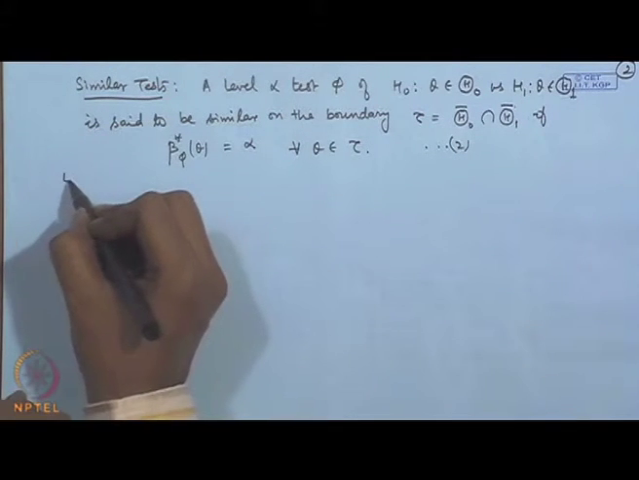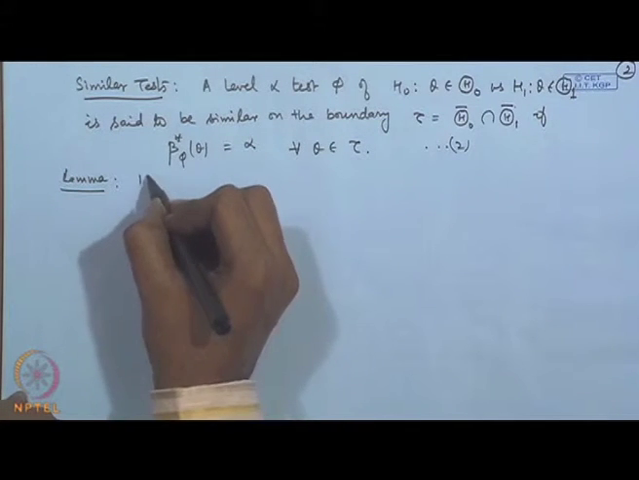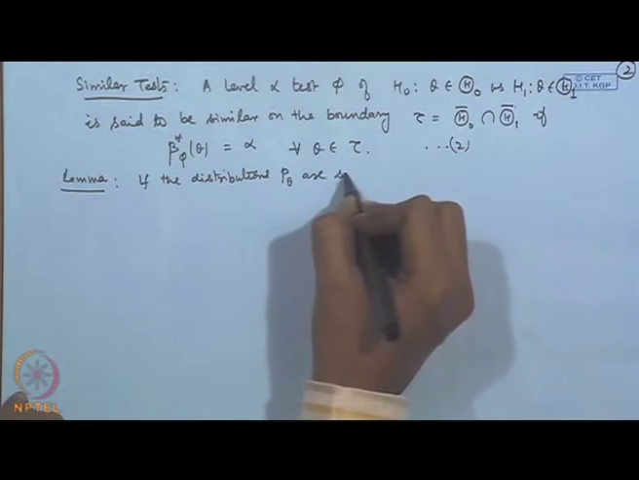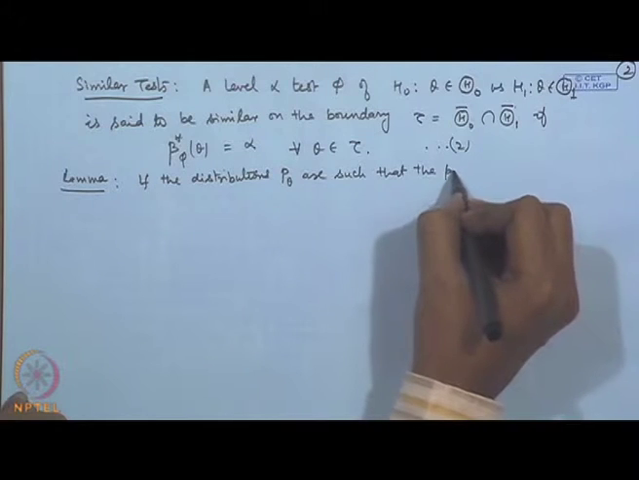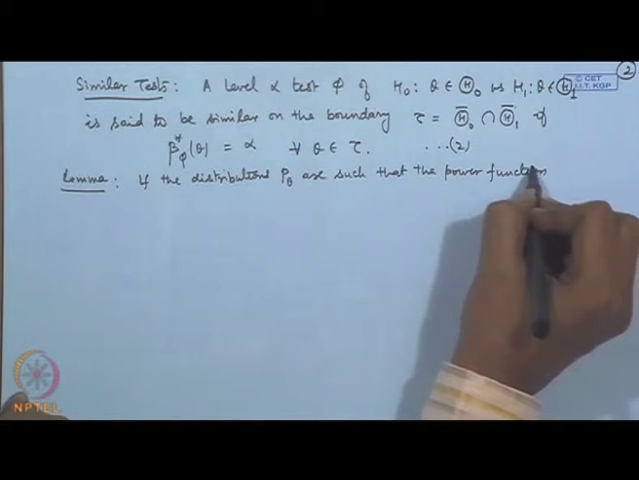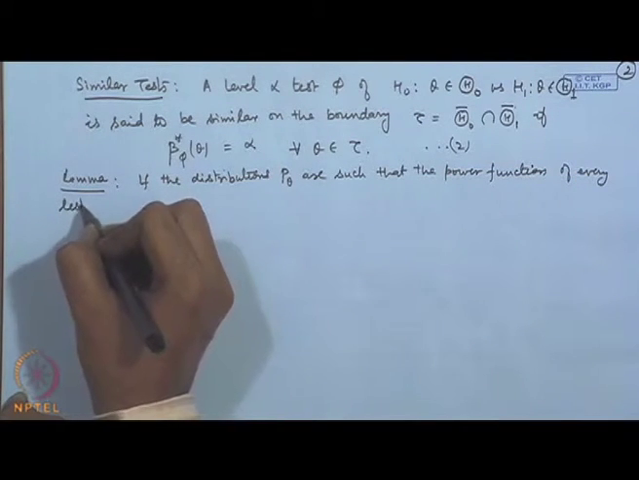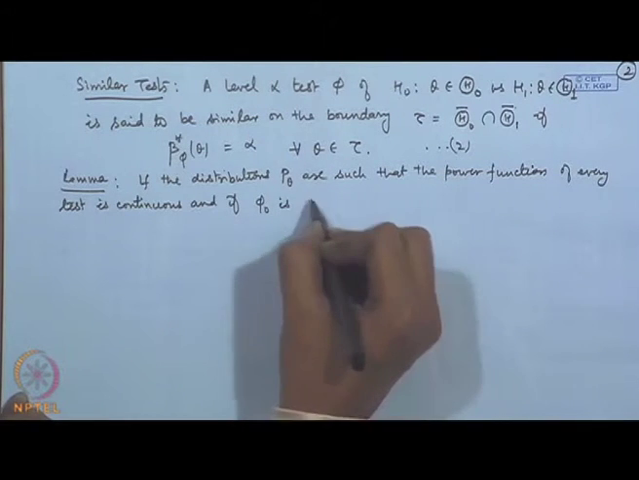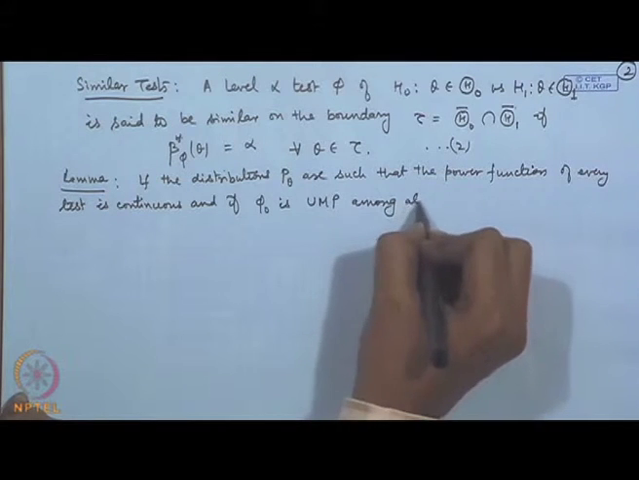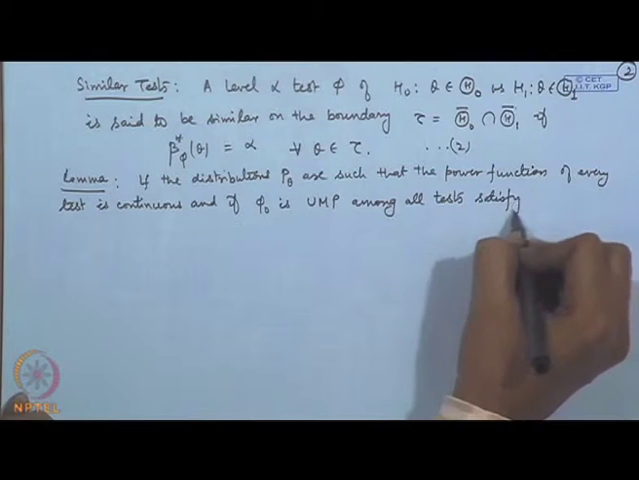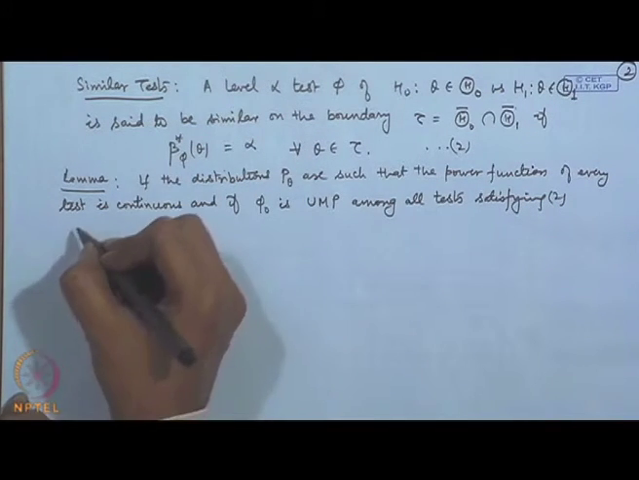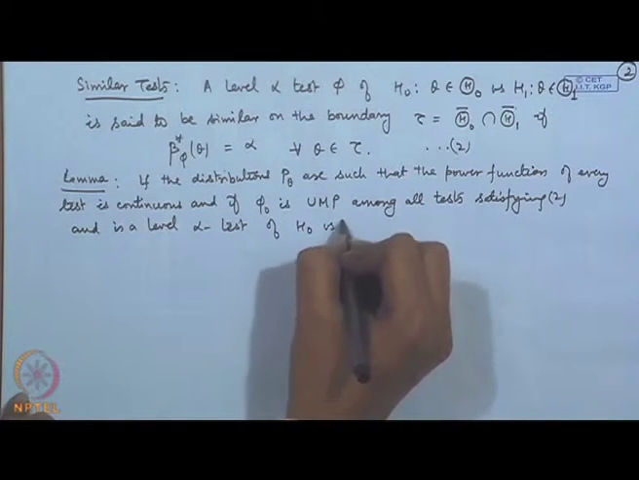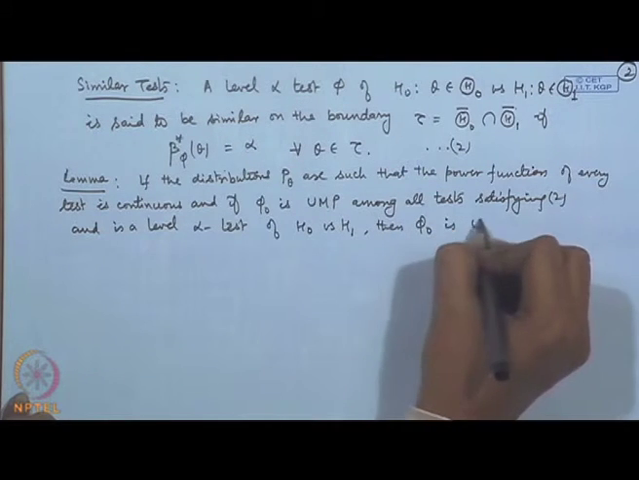We have the following lemma here. If the distributions p theta are such that the power function of every test is continuous, and if phi naught is UMP among all tests which satisfy 2, this condition of similarity, and is a level alpha test of H naught versus H1, then phi naught is UMP unbiased.